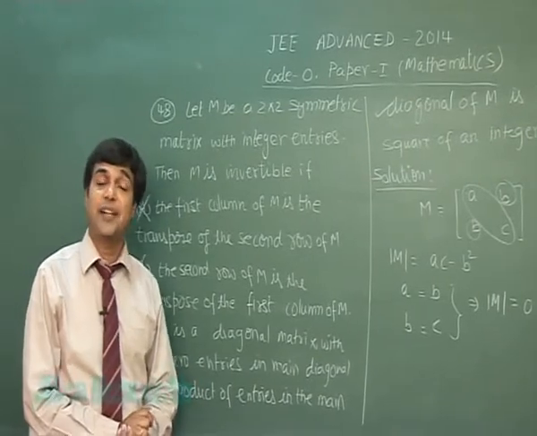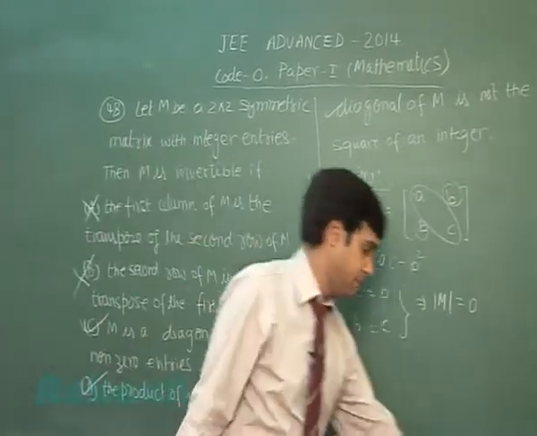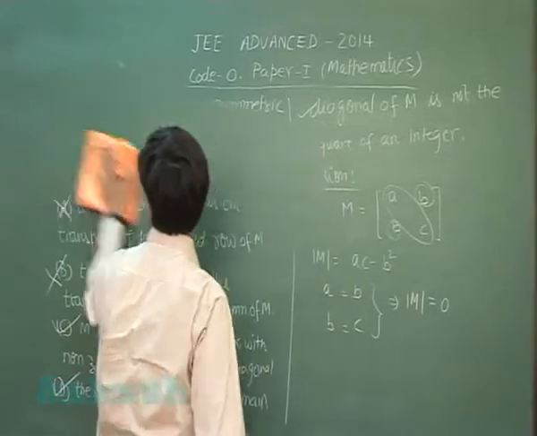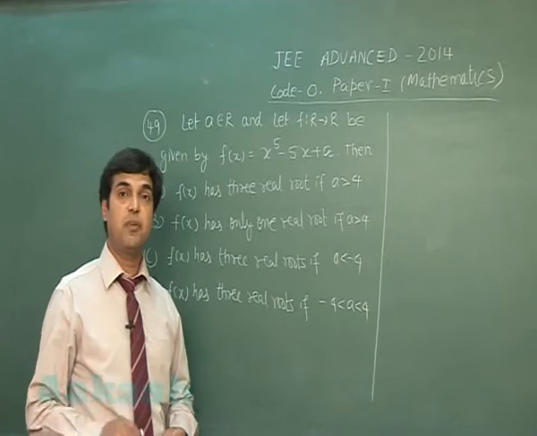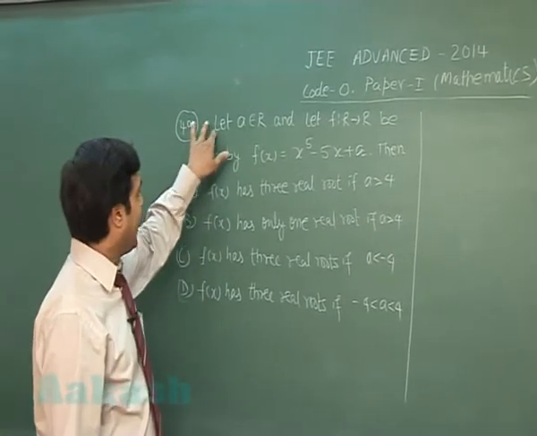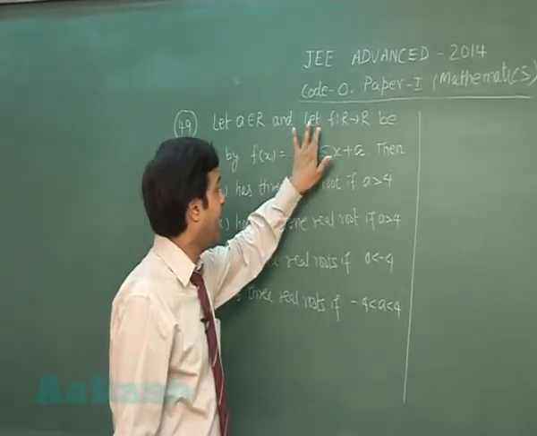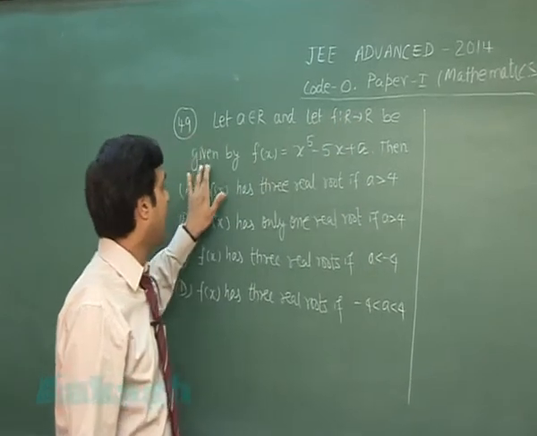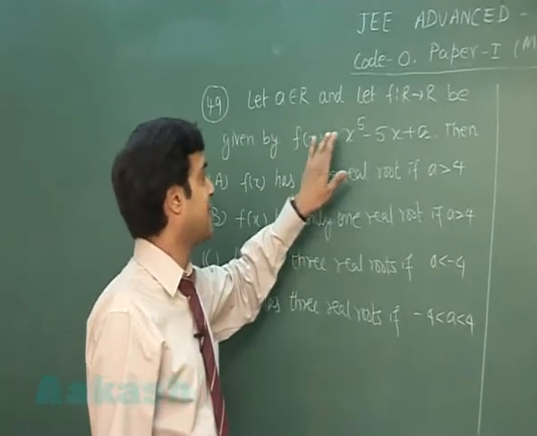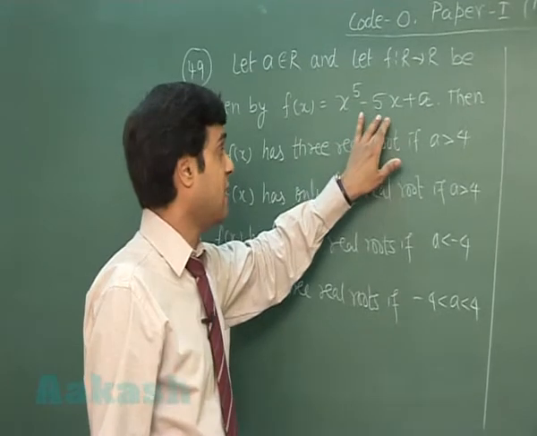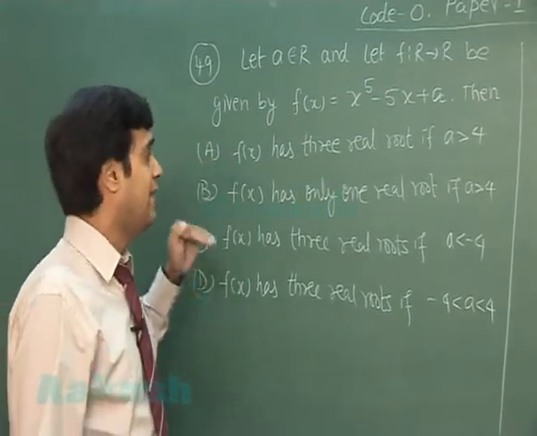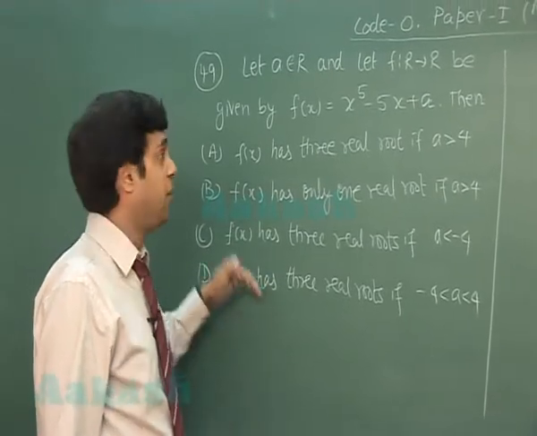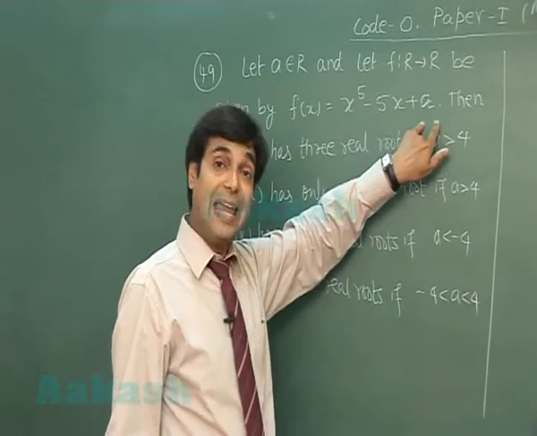Let's move to the next, that is question number 49. Okay, question number 49. Let A belong to R and let f from R to R be given by f(x) equals x to the power 5 minus 5x plus A. Then we have to conclude about 3 or 1 real roots, for which we need to find the value of A.